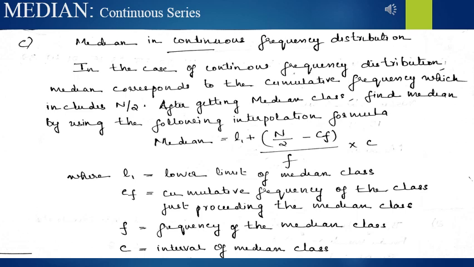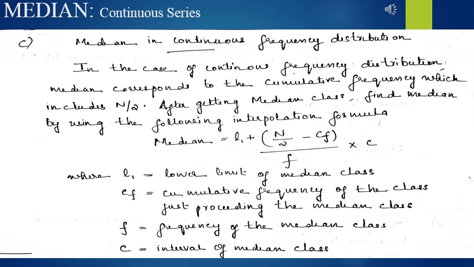So L1 എന്ന് പറയുന്നത് lower limit of median class ആണ്. CF is equal to cumulative frequency of the class just preceding the median class. F is the frequency of median class and C is the interval of median class. This is just a description about a formula. You will get a better understanding when we work out a problem. So let's see. ഇവിടെ നോക്കുക.